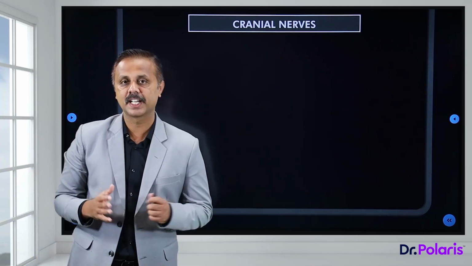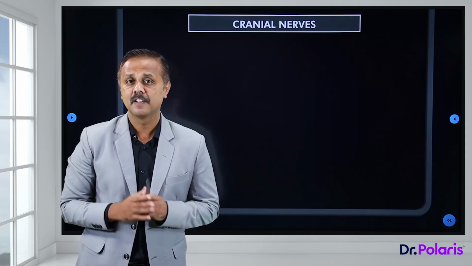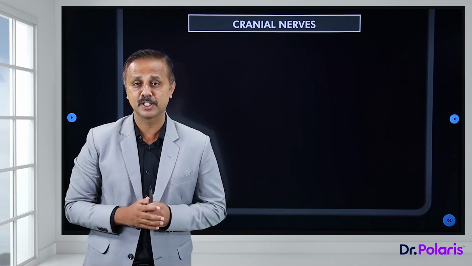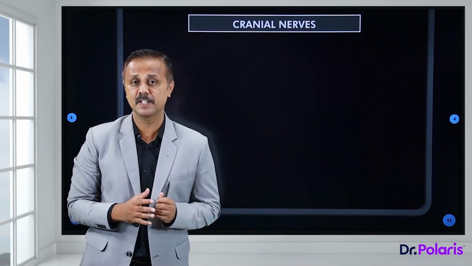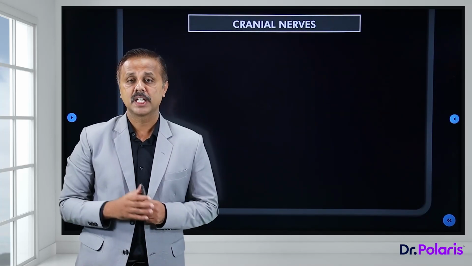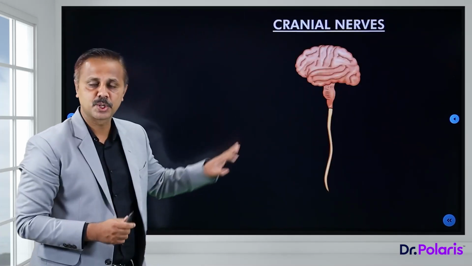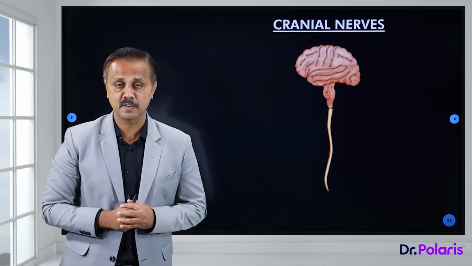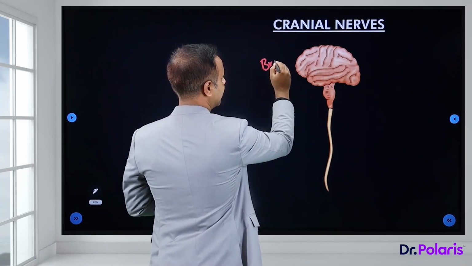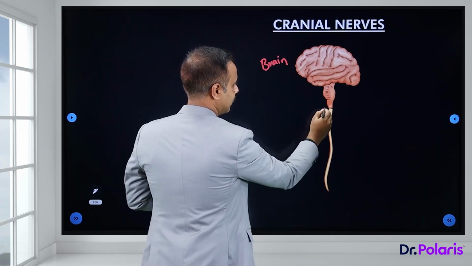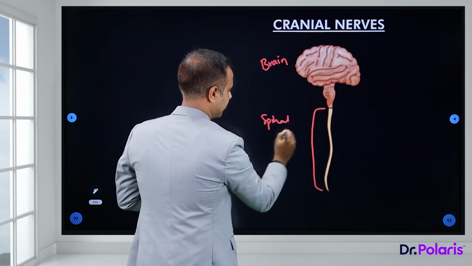Let's talk about cranial nerves now. As I said, the brain and spinal cord will control each and every organ or tissue in the body through a network of nerves referred to as cranial nerves or spinal nerves. Now, how do we define cranial nerves? This is an image showing the two important components of central nervous system. So what do we have here? We have the brain with its different parts, and then we have the spinal cord. This is the spinal cord.